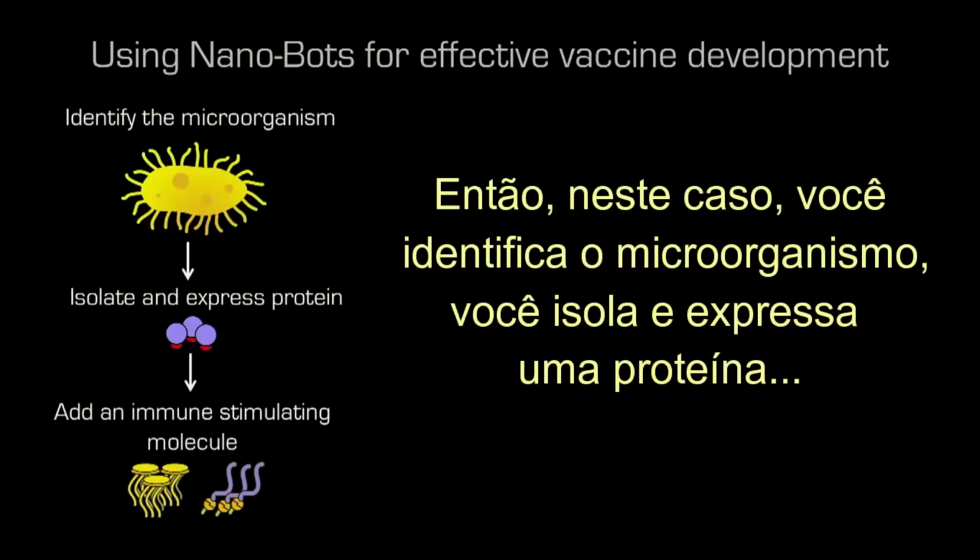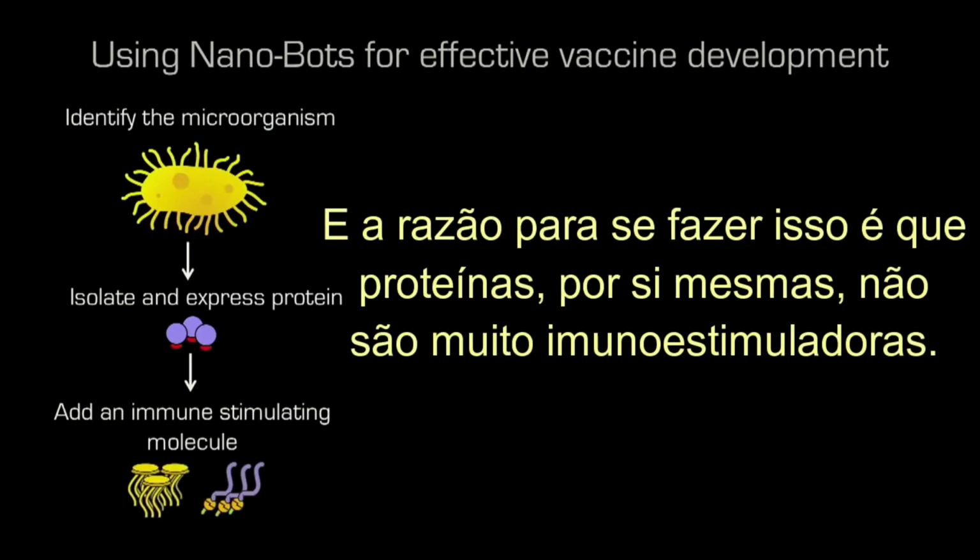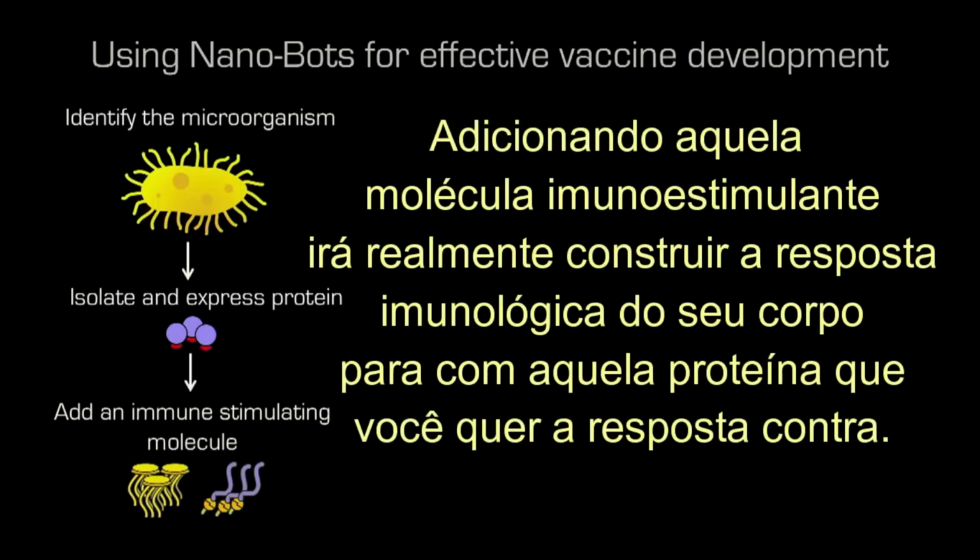So in this case, you identify the microorganism, you isolate and express a protein, and then you have to do something else. You have to actually add what we call an immune-stimulating molecule. And the reason you have to do that is because proteins by themselves are not very immunostimulatory, okay? So adding that immune-stimulating molecule is really going to ramp up your body's immune response to that protein that you want the response directed against.